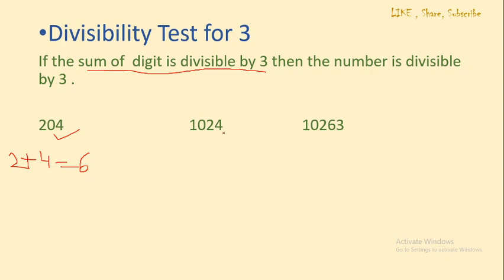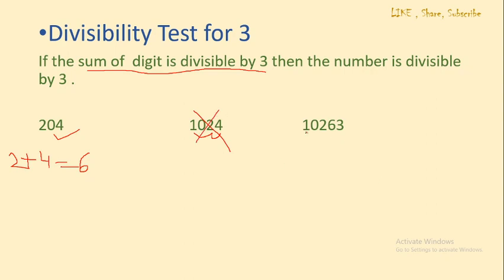Next is 1024. You will see 1 plus 0 is 1, 1 plus 2 is 3, and 3 plus 4 is 7. So is 7 divisible by 3? No, 7 is not divisible by 3, and so 1024 is not divisible by 3.